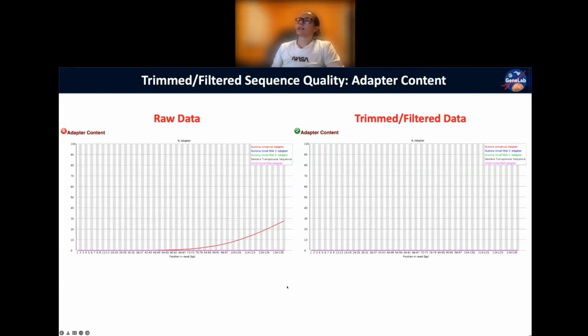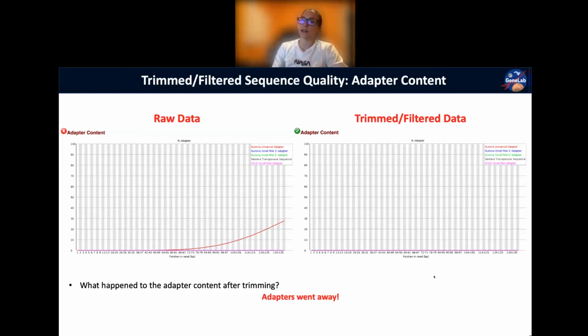Now adapter content, before we trim and after we trim. What do you guys notice? Last question before we take our break. Yes, zero adapters, they've been trimmed out. This was one of the things we wanted to do. We told it we have Illumina adapters and we want you to get rid of them, and our trimming algorithm successfully removed any adapter sequences. Now with our trimmed data, we don't see any more adapters, and we see incredibly good quality.